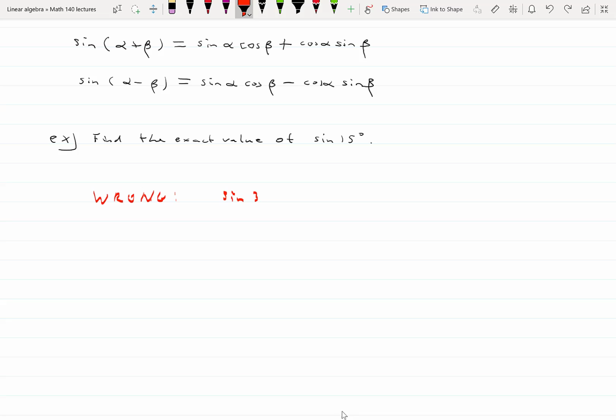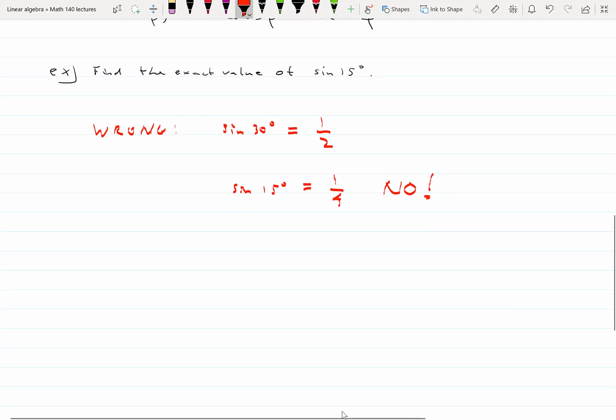The sine of 30, we memorize, is 1/2. We know that. So the sine of 15, since 15 is half of 30, should be 1/4. No, it doesn't work that way. Absolutely not.